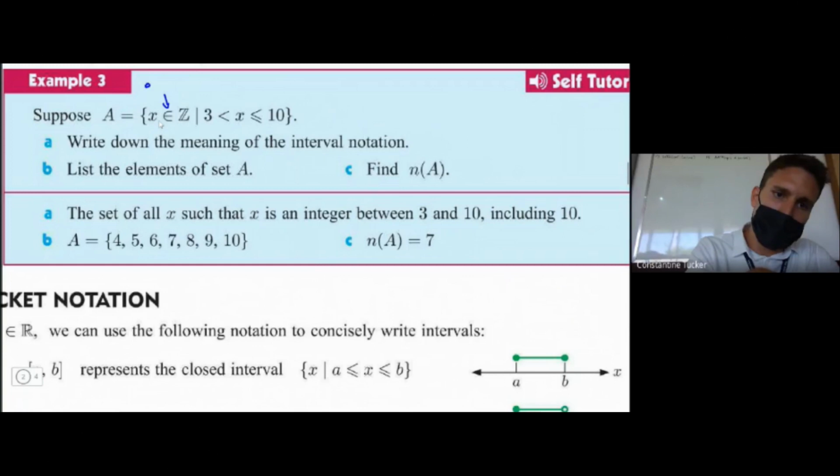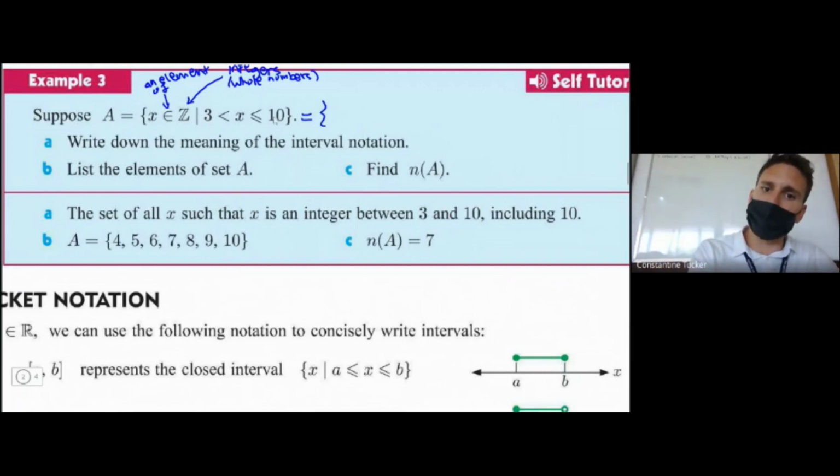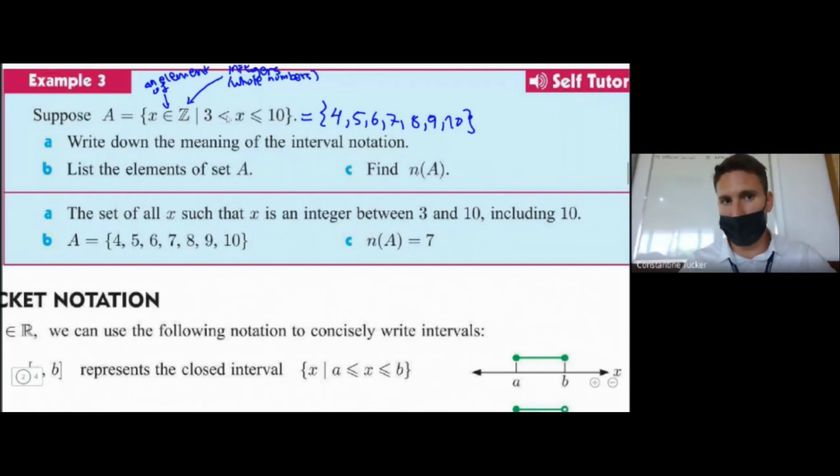Firstly, these are all the x's that are elements. Remember, this means "is an element of", and remember this Z is integers, which means whole numbers. So in everyday life, we'd say whole numbers. So now this set A is all the integers which are between 3 and 10, but not including 3, including 10. So that means we will not include 3, but we will start with 4. So 4, 5, 6, 7, 8, 9, 10, like they've already done for us below. That is because we don't include the 3, because it doesn't have a little line underneath.